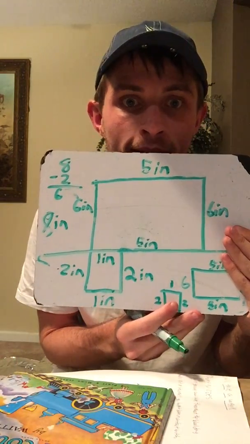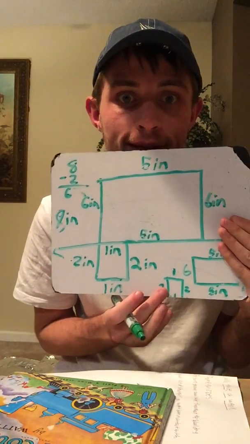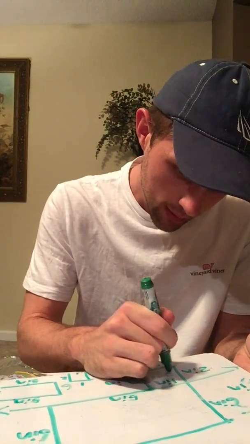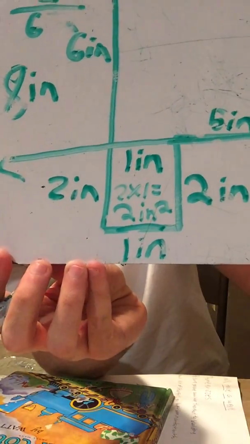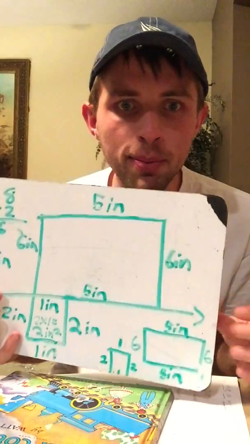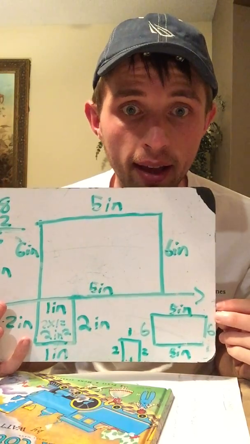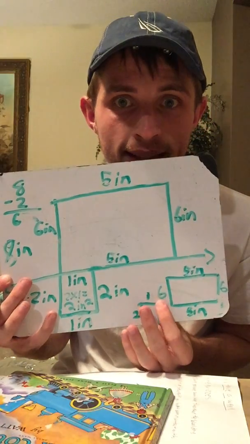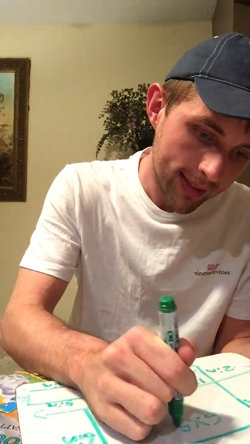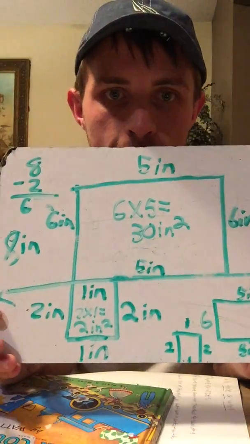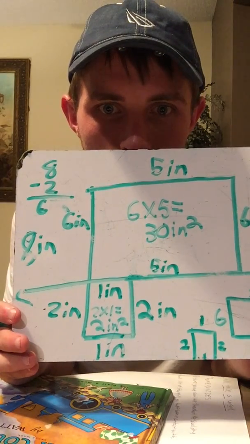What am I going to multiply to find the area of this one? My length of 2 and my width of 1. 2 times 1 equals 2 inches squared. What am I going to multiply for this shape to find the area? The length, which is 6, times the width, which is 5. What is 6 times 5? 30 inches squared. So I have 30 inches squared and I have 2 inches squared.